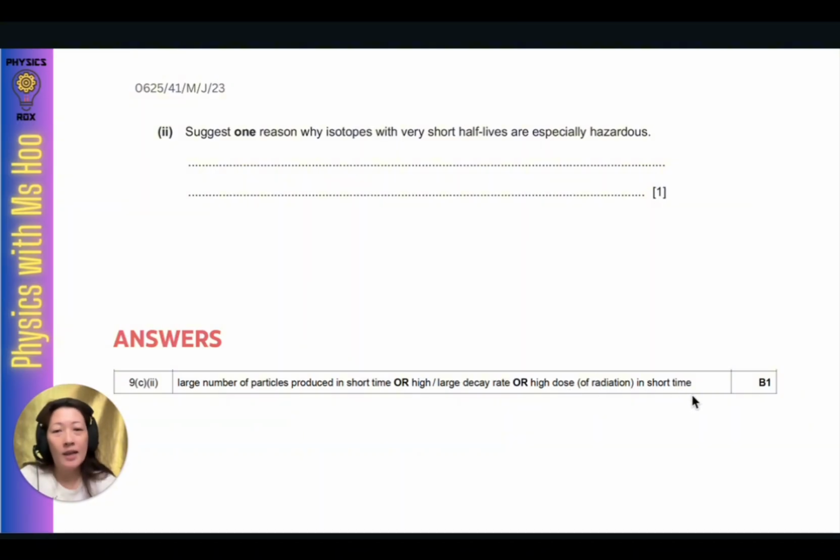What does this mean? If the half-life is very short, let's say for example 10 hours, so if it starts with an initial value, it drops to half in about 10 hours because it's such a short amount of time for it to drop. That means within the 10 hours, there's a lot of emission to try to drop to half. That's why it says it has a high decay rate or a high dose of radiation in a short time, compared to 2 million years for it to drop to half. So be aware of the advantages and disadvantages of these long and short half-lives of radioisotopes.